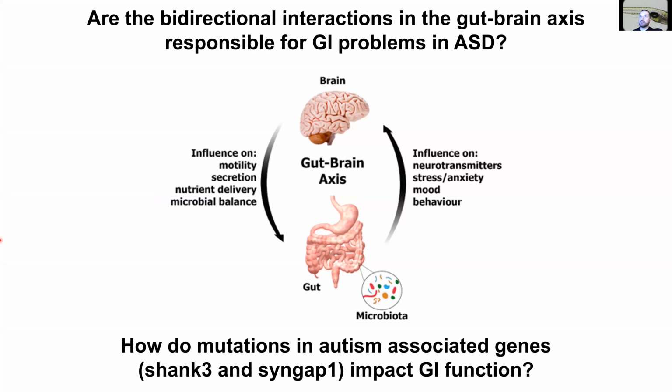So I'm broadly interested in the gut-brain axis, how these bidirectional interactions between the gut and the brain might be responsible for some of these GI phenotypes that we're seeing. Specifically today, I'm going to be talking about how mutations in these two genes, SHANK3 and SYNGAP1, might impact GI function.